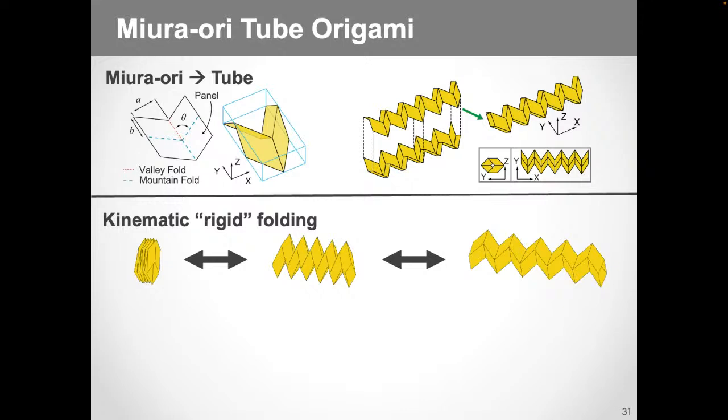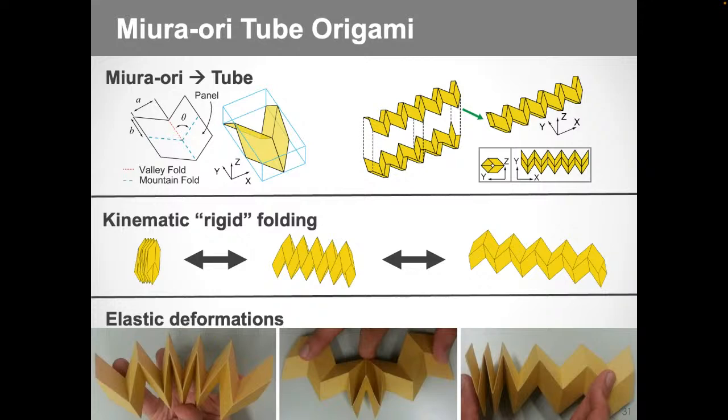But if the origami is not rigid, like paper is not rigid, and plastics and many materials are not rigid, and depending not just on the material and the configuration, then the mechanics will play a role. And we want to look at the elastic deformations of those systems.